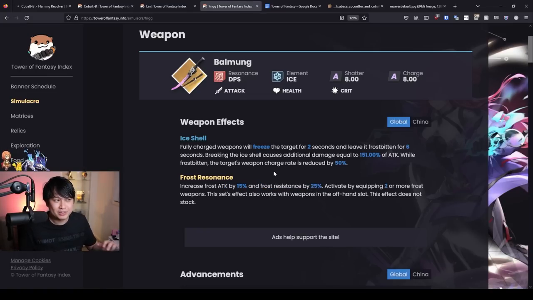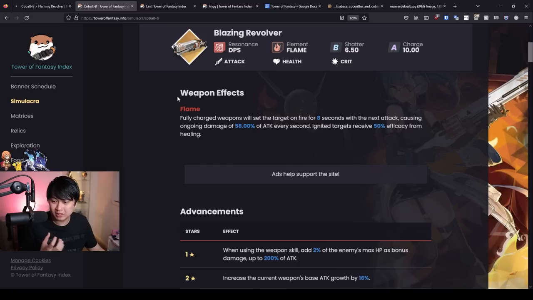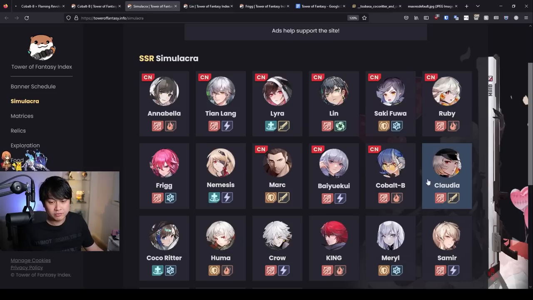Now, that is going to really bring out the question, because Ruby is allegedly after Cobalt-B. I think we're finally going to get our question answered as to, if Cobalt-B is going to get the flame resonance, if Frigg is going to get frost, if Claudia over here is going to get physical, then what is going to happen to the existing units that previously on CN had the flame resonances, such as Ruby, such as Yosaki? To be honest, I don't have the answer to that, but if I were the devs, there are kind of two pathways that I could take.